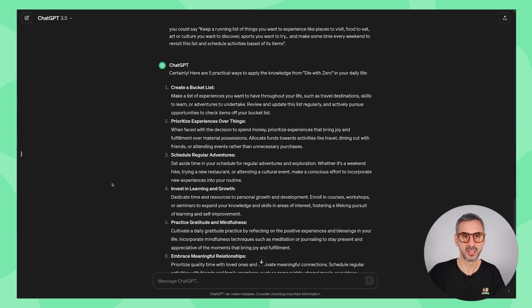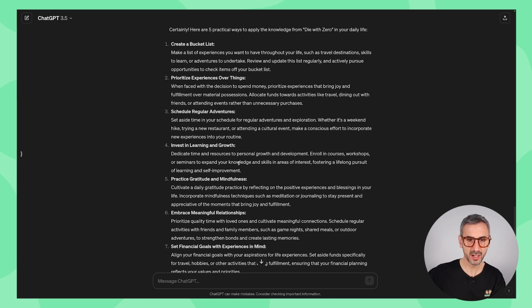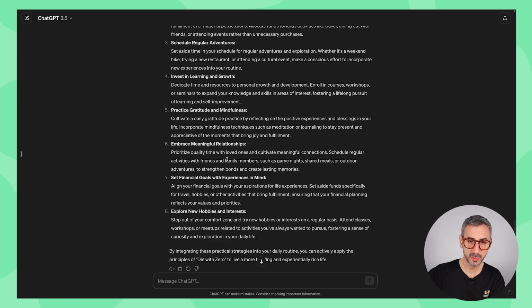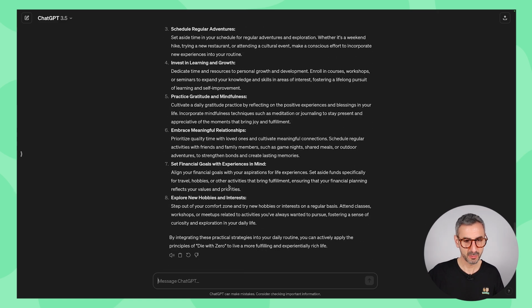All right, so certainly, here are 5 practical ways to apply the knowledge from Die with Zero in your daily life. Number 1, create a bucket list. Number 2, prioritize experiences over things. Number 3, schedule regular adventures. Number 4, invest in learning and growth. 5, practice gratitude and mindfulness. 6, embrace meaningful relationships. It told me that it gave me 5, but it actually gave me more. It gave me 8. Embrace meaningful relationships, set financial goals with experiences in mind, and explore new hobbies and interests.